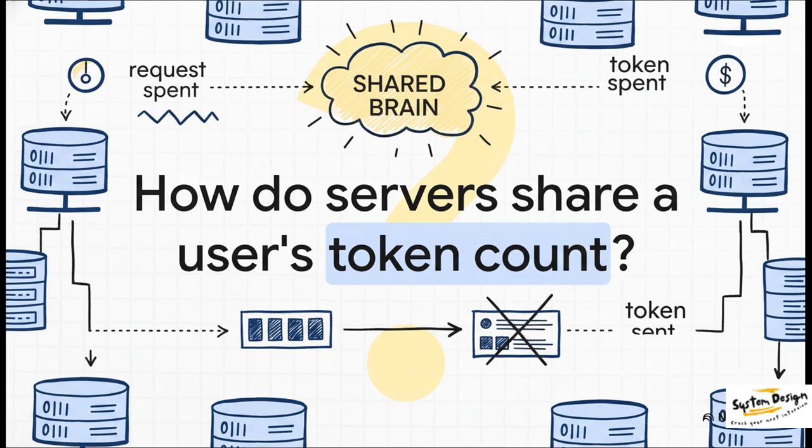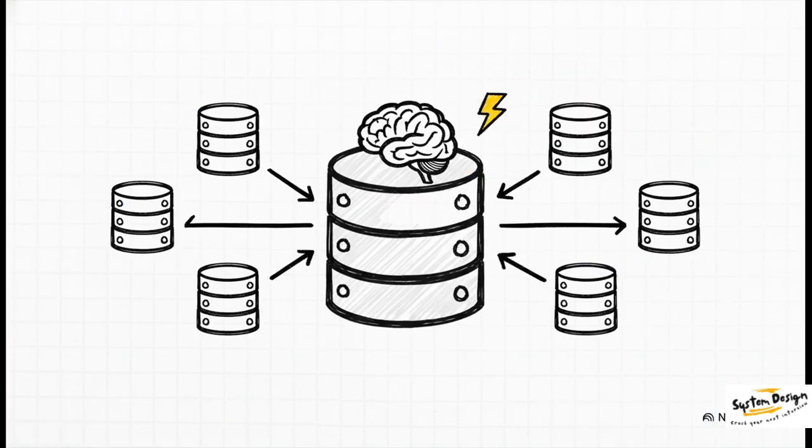We need some kind of shared brain. And that shared brain is Redis. For this job, it's perfect. It's a ridiculously fast, in-memory data store that all of our gateway servers can talk to. So Redis becomes our one single source of truth for every user's token count. This way, we can make sure that every request, no matter which server it happens to hit, is looking at the exact same up-to-date information.